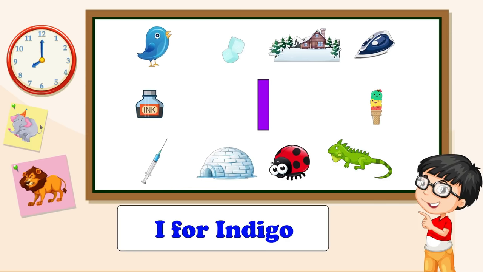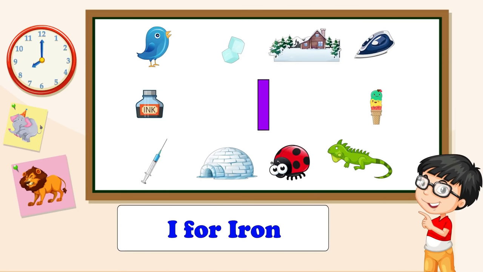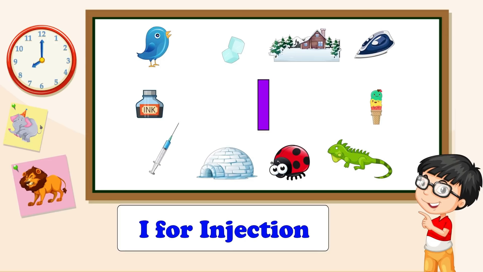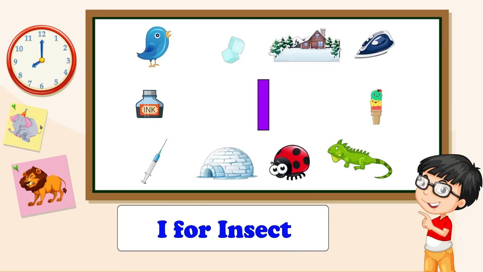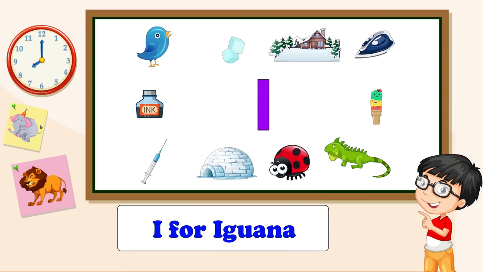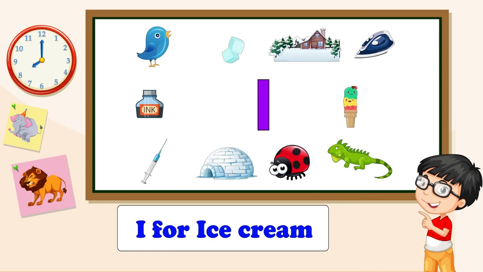I for indigo. I for ice. I for Iceland. I for iron. I for injection. I for igloo. I for insect. I for iguana. I for ink. I for ice cream.